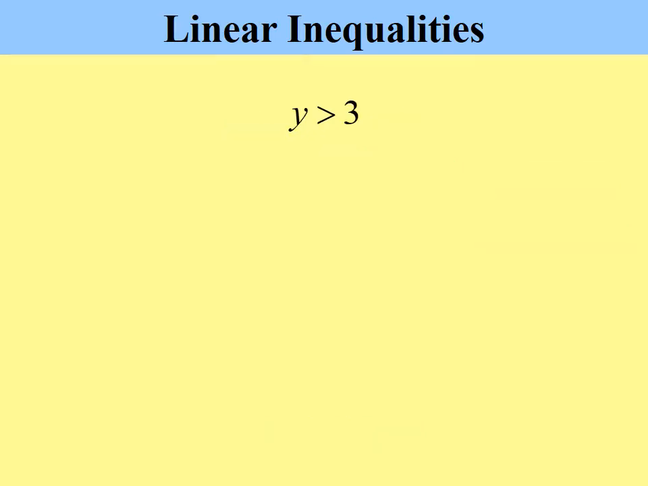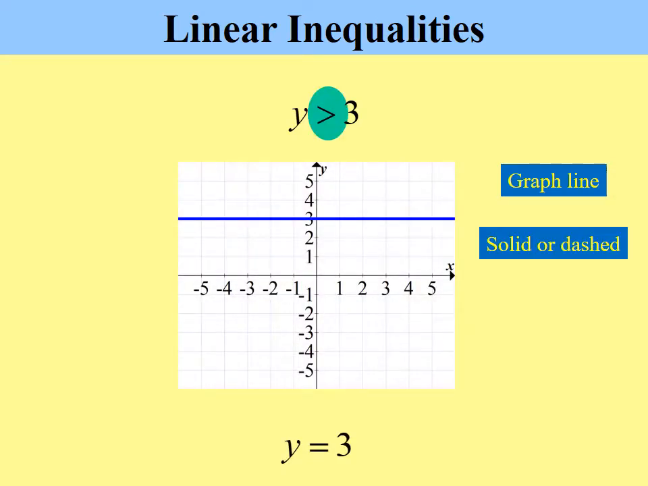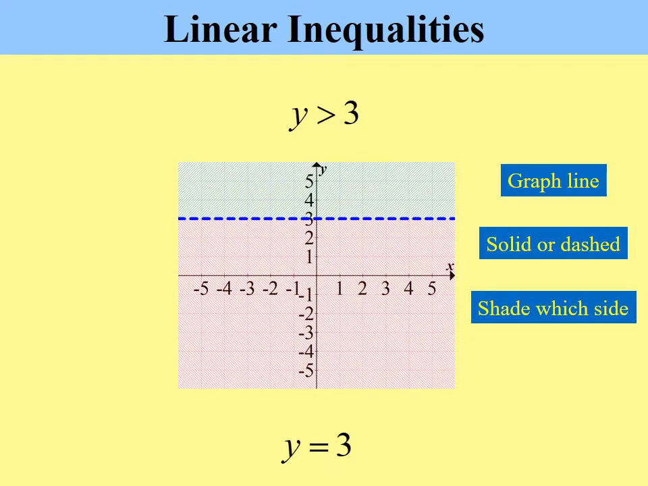Here's a strange equation, but the same idea. Graph the line, make it dashed, and shade one side or the other. You can tell from y greater than 3 that we want to shade above the line.